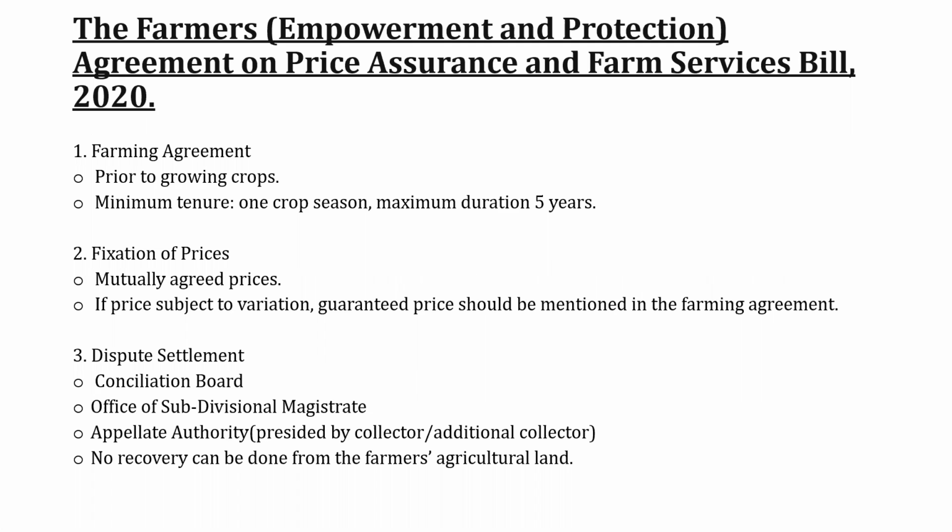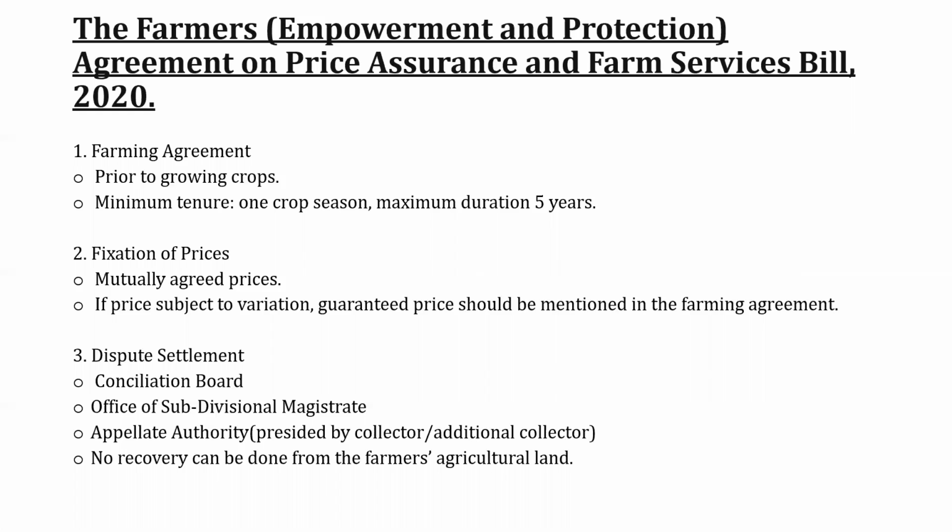Now, the first bill, or the contract farming bill as it is popularly called, talks about the existence of a farming agreement between the private players and the farmers. This agreement would be entered into before the crops are grown. So, a farmer and a private player would come together. They would enter into an agreement where they would decide what crop is to be grown, how it is to be grown, what would be the cycle, etc. The minimum tenure of such an agreement would be one crop season or a maximum duration of 5 years.